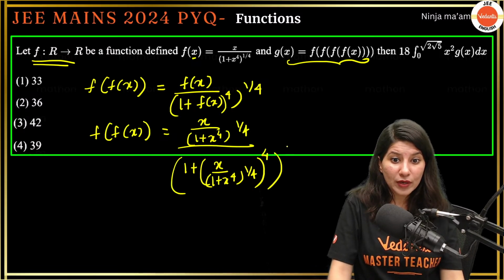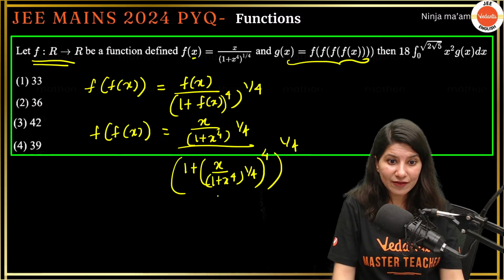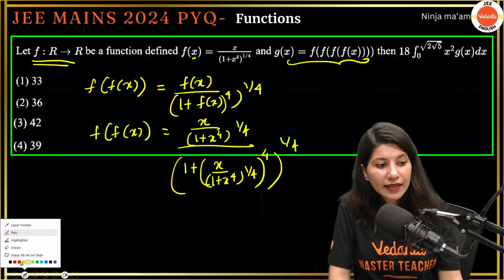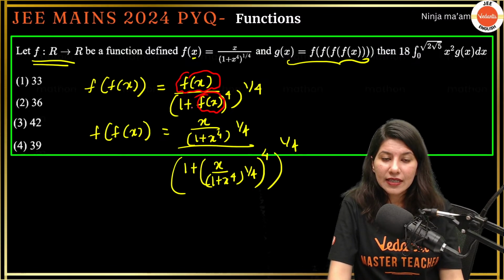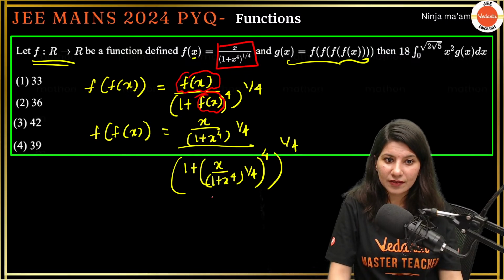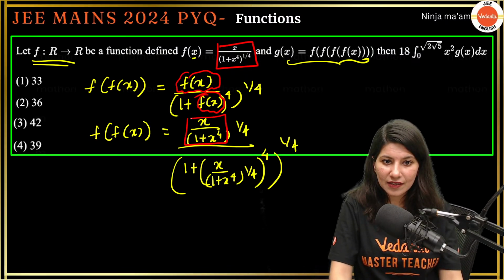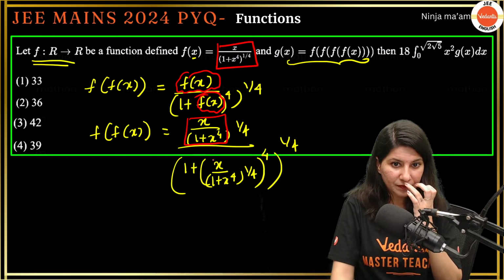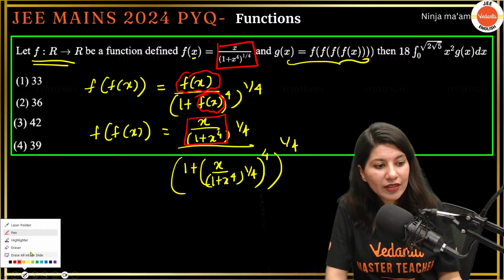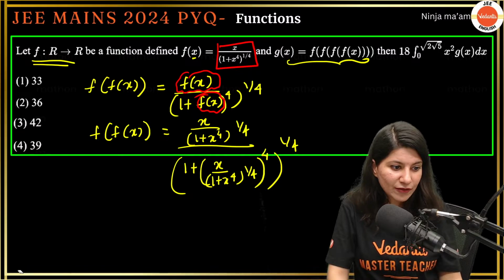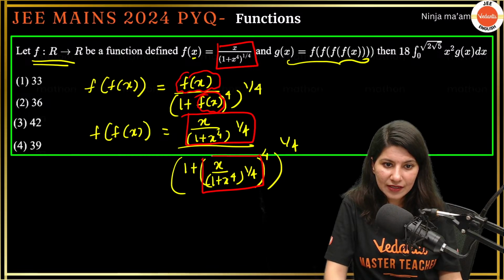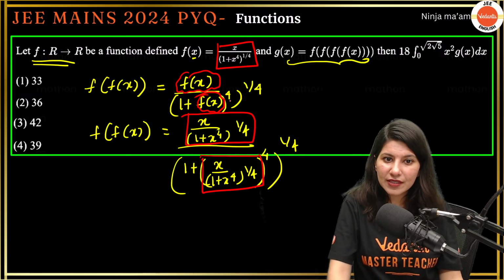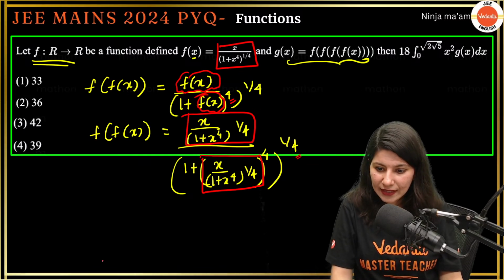Power 1 by 4. Okay, we have to be extremely careful. What I did is, this f(x) is replaced by this whole thing. So this is f(x). Sorry, this is not including 1 by 4. 1 by 4 is already in f(x), right? So this is your f(x) and this is your f(x). Power 4 is outside, 1 by 4. Okay? Yes?